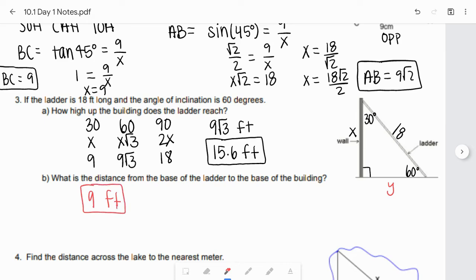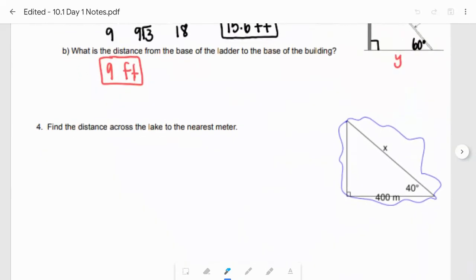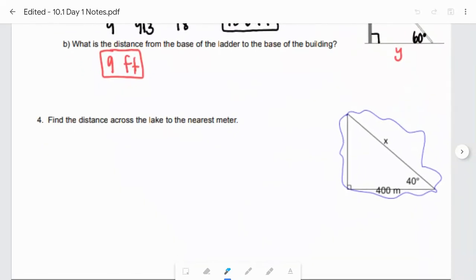Okay, so the distance from the base of the ladder to the base of the building would be 9 feet. Okay, and number 4, we're trying to find the distance across the lake to the nearest meter. So here we have one part across, we're trying to find from point A to point B, and that is labeled as X. So here we want to bring back SOHCAHTOA again.